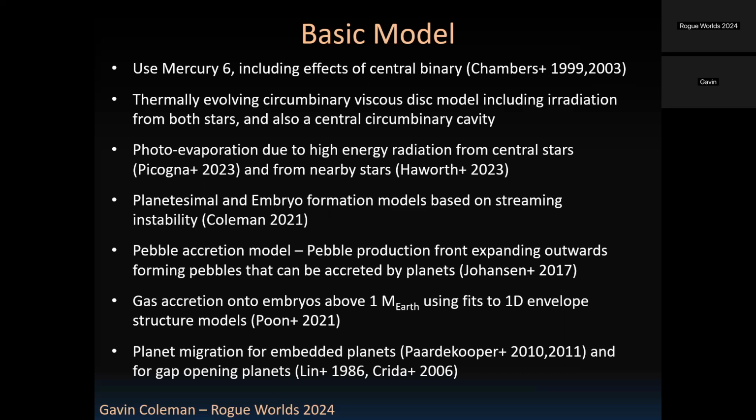This also includes a central circumbinary cavity where the gas is perturbed out of the orbit. So you essentially have a cavity about 3 to 4 times the binary separation, where anything that goes in is in the dynamical instability limit and it gets chucked out very quickly. So it's essentially a no-go zone.